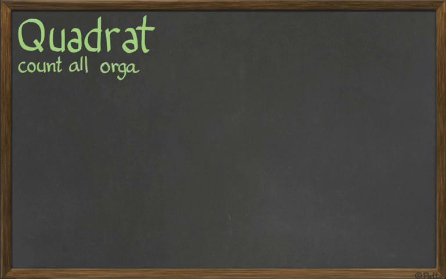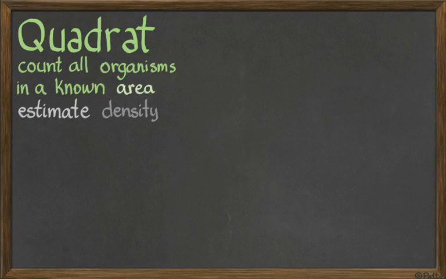Okay, I'll give you an example here of a quadrat method. Let's say that I want to count the organisms in a known area. I'm going to be counting all the organisms that are in a tiny little known area. Then I estimate the density.